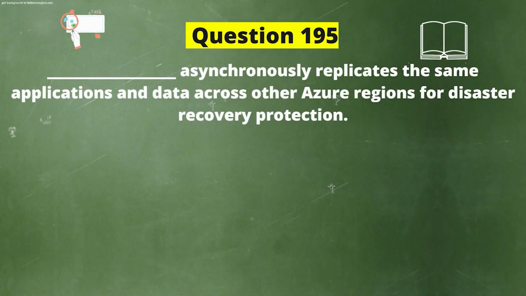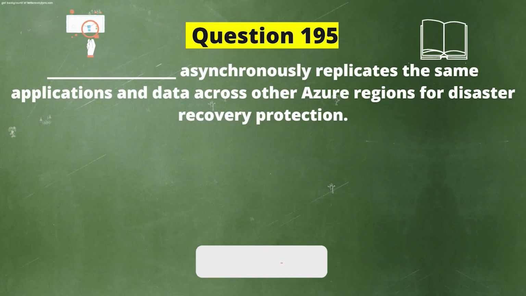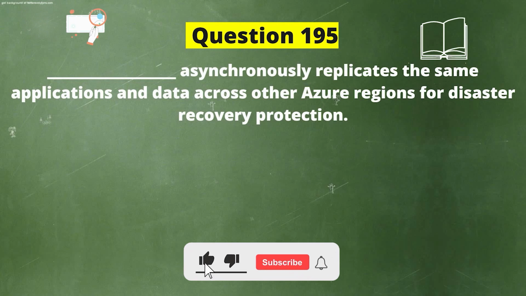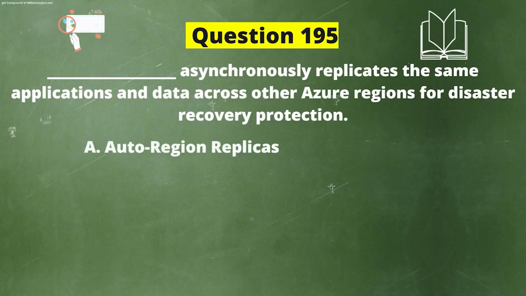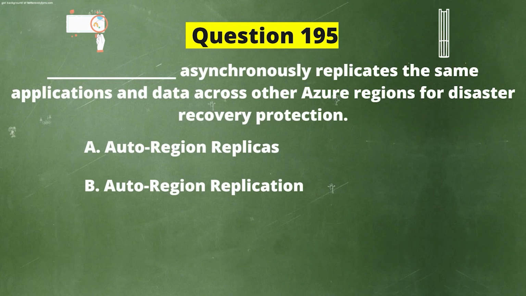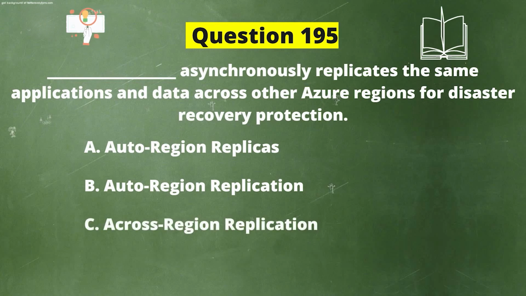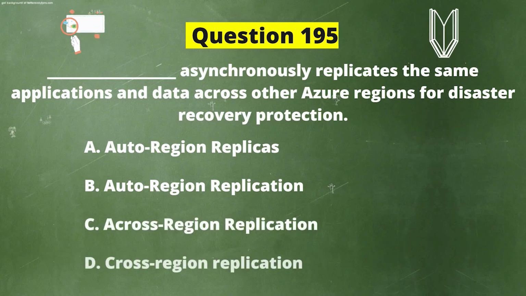Next question. Dash asynchronously replicates the same applications and data across other Azure regions for disaster recovery protection. And the options are A. Auto-region replicas. B. Auto-region replication. C. A cross-region replication. D. Cross-region replication. And the correct answer is option D.